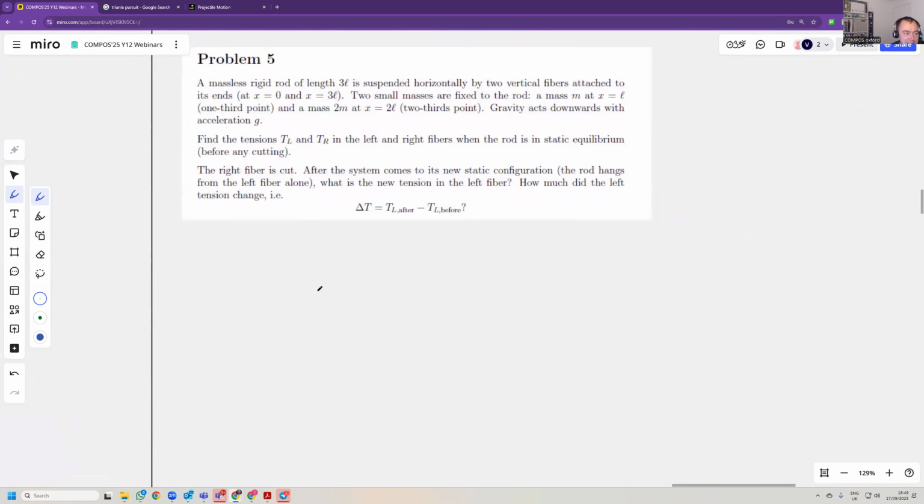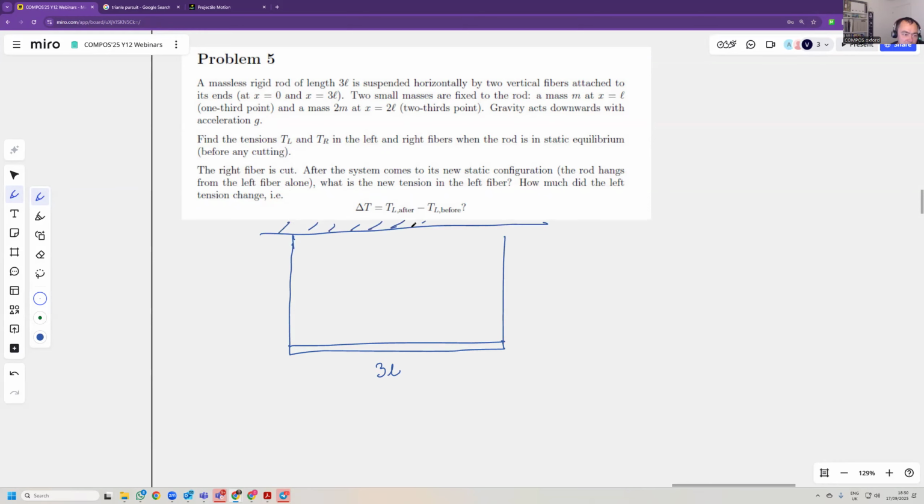Okay, a massless rigid rod. So we have a rigid rod, and the length of 3L is suspended horizontally by 2 vertical strings attached at each end. Okay. So there are 2 strings holding the rod, and 2 small masses are fixed to the rod, a mass m.